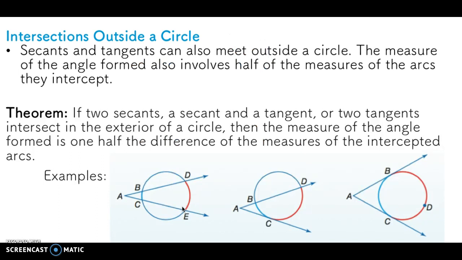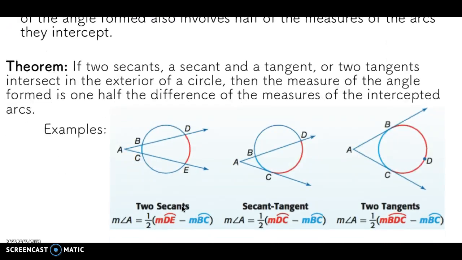Okay, and then the last thing we're going to discuss is intersections outside of a circle. The first thing we discussed was intersections inside of a circle, and then we discussed intersections at a point of tangency, and now what if the two secants intersect outside of the circle? If two secants, a secant and a tangent, or two tangents intersect outside of a circle, then the measure of the angle formed is 1/2 the difference of the measures of the intercepted arcs. When they intersect on the inside of the circle, it's half of the sum. Now we're looking at half the difference when they intersect on the outside. Pretty easy to remember: inside, half the sum; outside, half the difference.